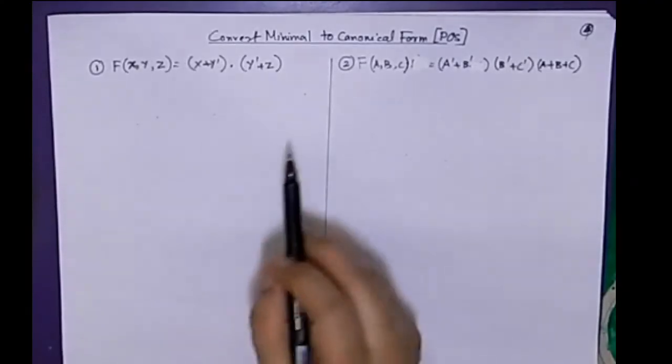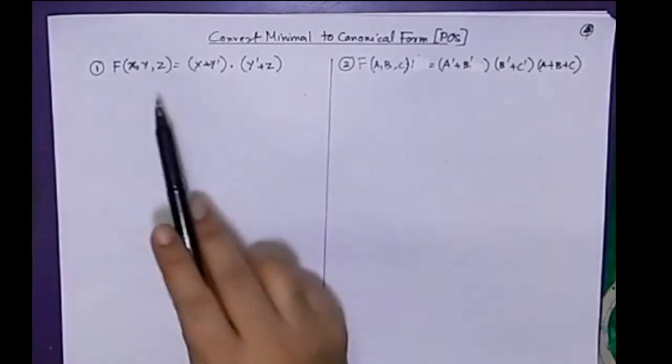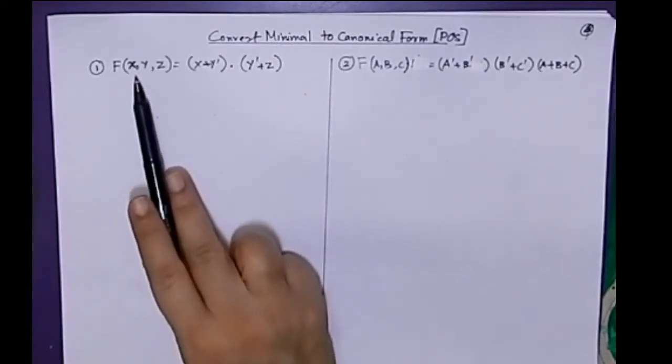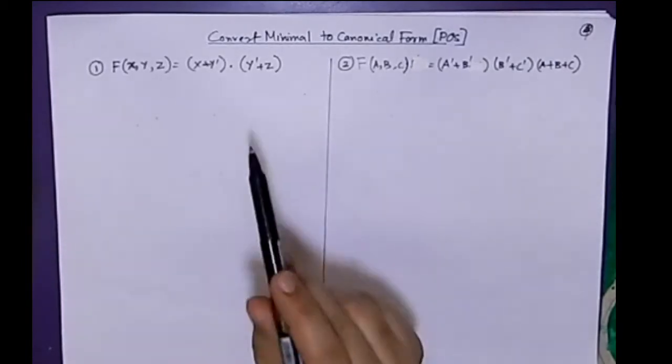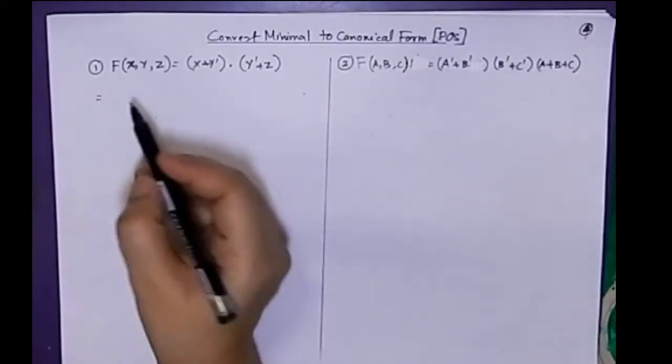Now we will do the same for product of sums. So here the function is f of x, y and z, and you have these two terms. You have to convert this to canonical POS. So let's copy the question first.